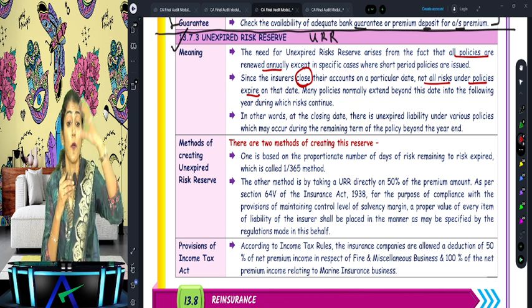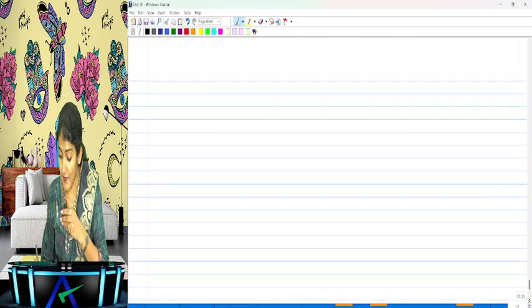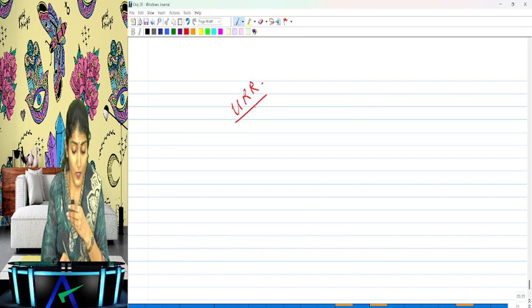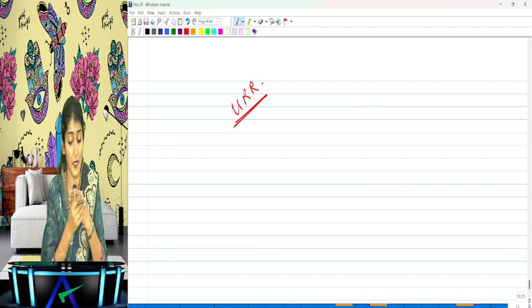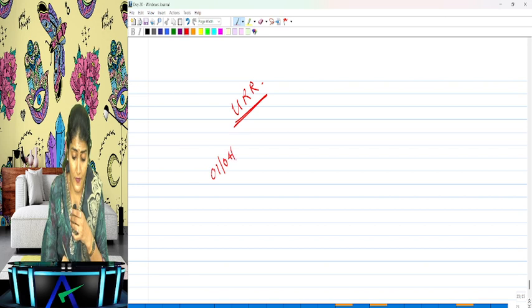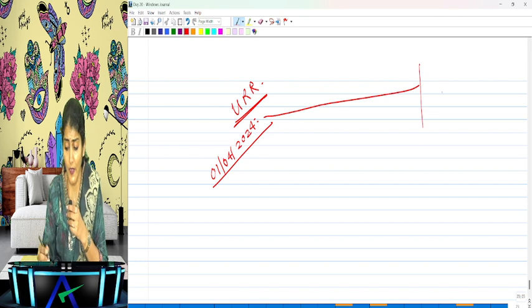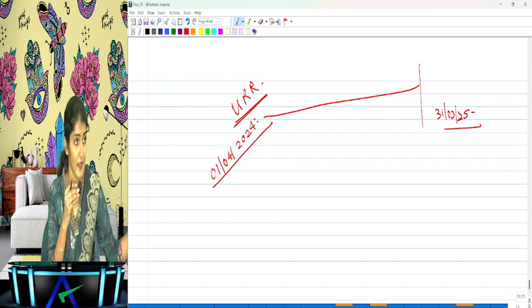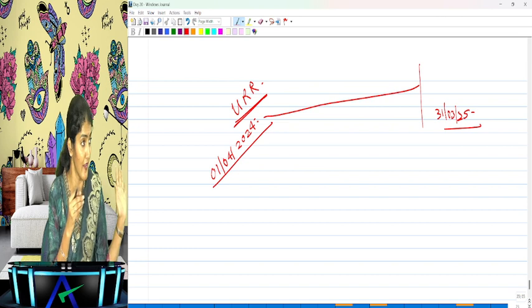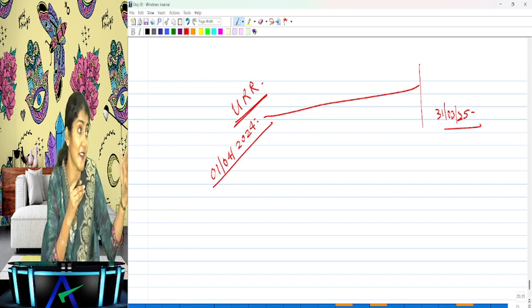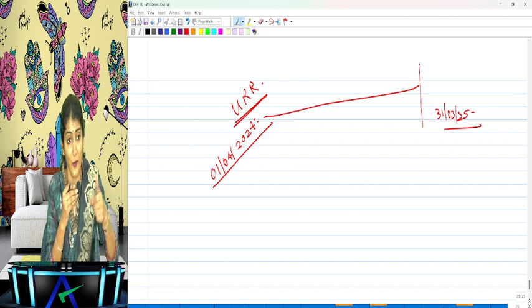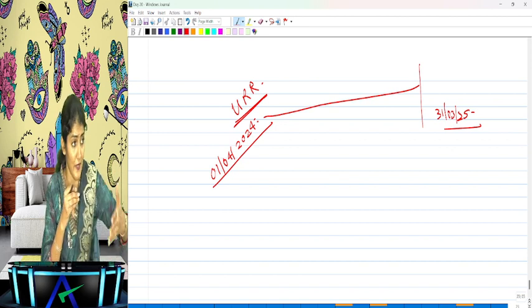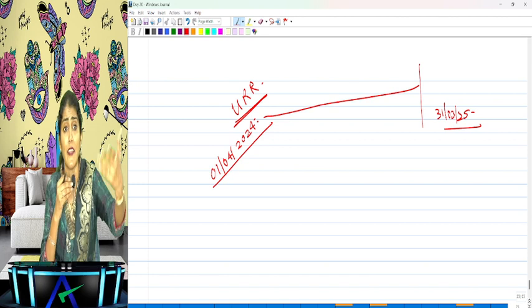Okay. What is a hypothetical situation where no unexpired risk reserve will be required to be created? Just a theoretical assumption: if all the insurance policies are issued only on the 1st of April 2024, and all policies are for 1 year, all of them will expire on 31st of March. So you open your shop only 1 day in a year. Only on 1st April you issue policies, the rest of the year nothing. Then there is no need to make a provision for unexpired risk reserve. But obviously, is this possible? No. Every day somebody purchases a vehicle, every day they take the insurance for the same.